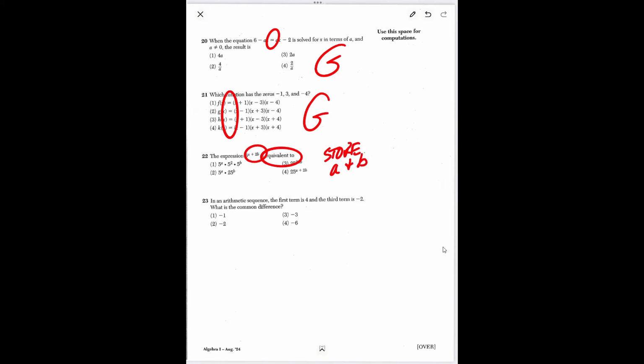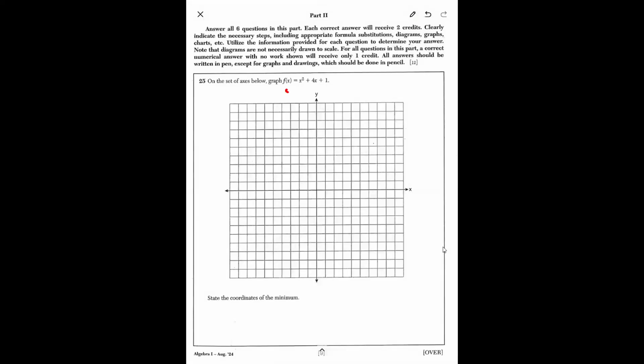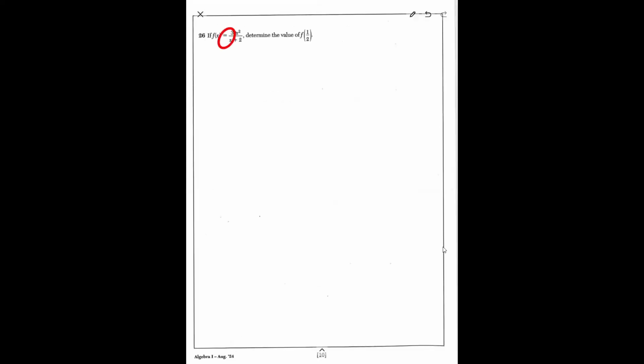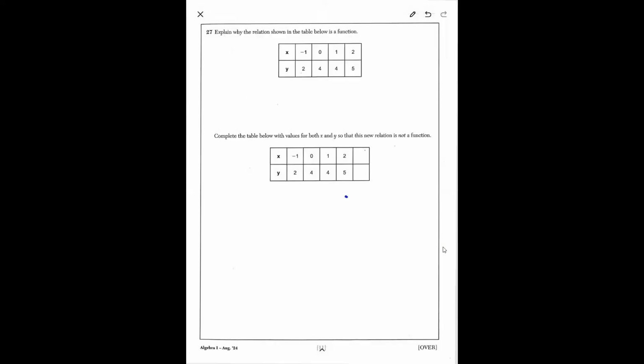Number 23, nope. Number 24, nope. Number 25, absolutely. It's just a graph. They're telling you to graph it, so definitely should have a G here. This one is a function. They give us an input, so you can graph it, look at the table, find the output. Nope. This one, absolutely. You can make these into two functions and find where they intersect.